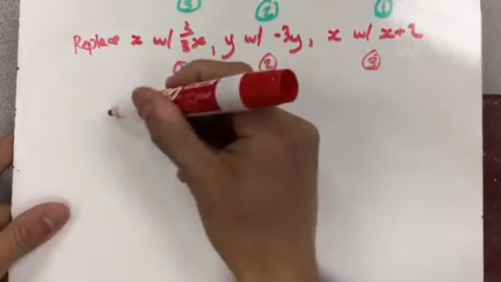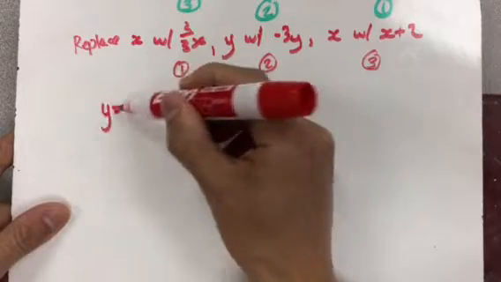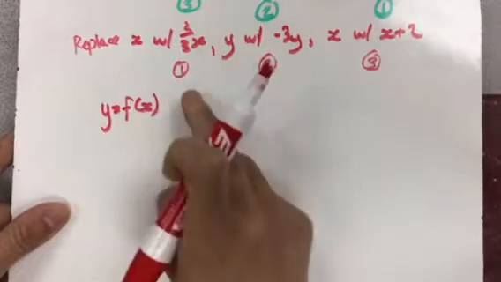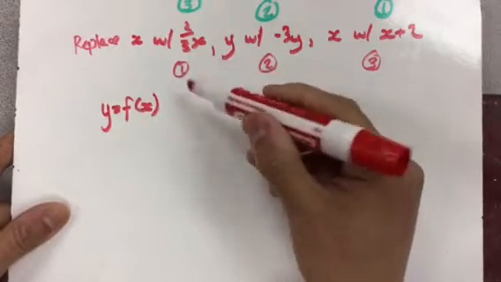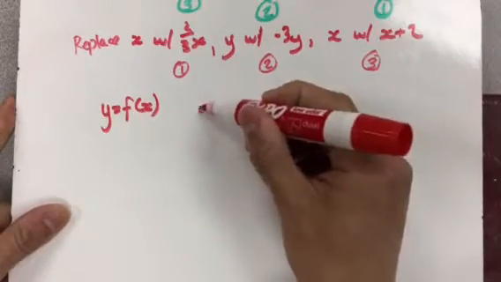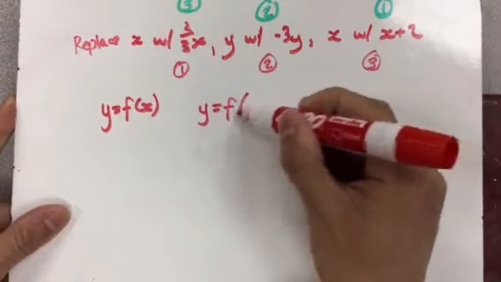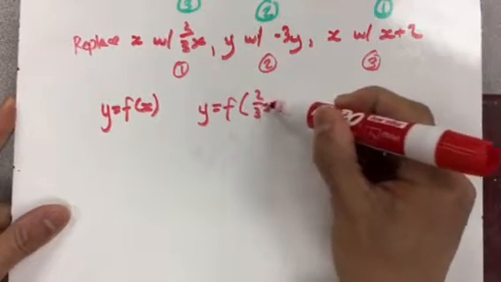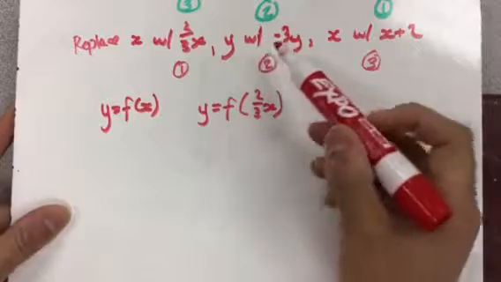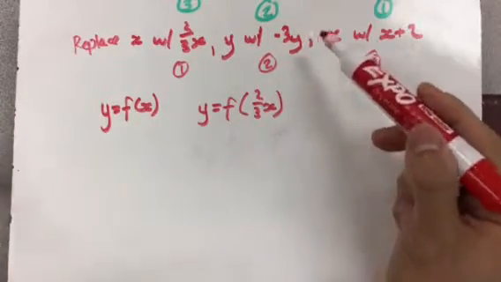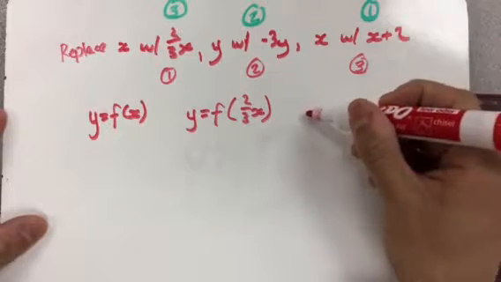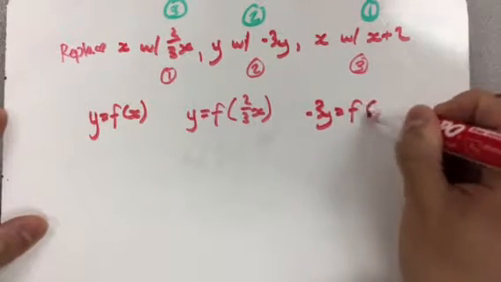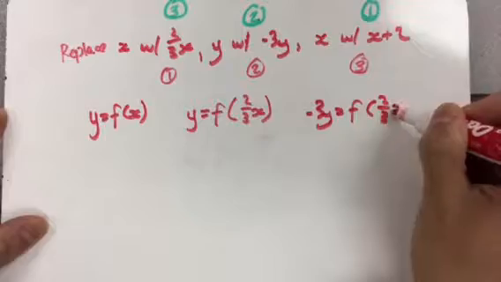So we start off with the same thing, y equals f of x, and I'm going to be carrying out this transformation. The next thing I'm going to do is replace x with 2/3 x. So I have y is equal to f of 2/3 x. Then I replace y with negative 3y. I have negative 3y is equal to f of 2/3 x.